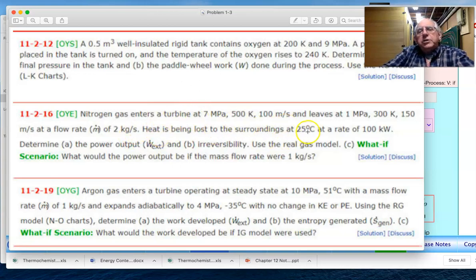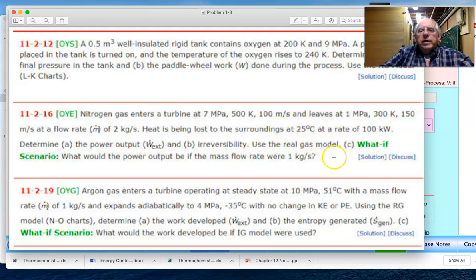Heat is being lost to the surroundings at a given temperature and at a given rate. And so we have heat leaving the system at a boundary temperature of 25 degrees C. And so we want to then determine the power output as well as the irreversibility. And again, we will have some irreversibility because of the heat transfer that is occurring and the entropy that's being generated during that process.